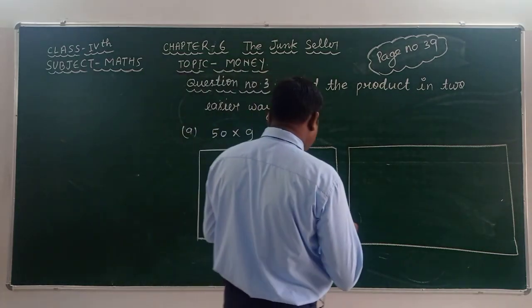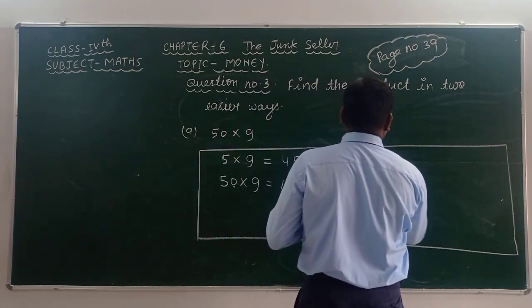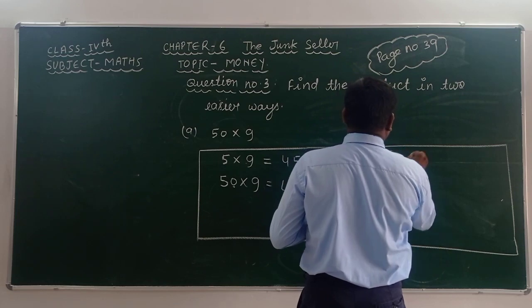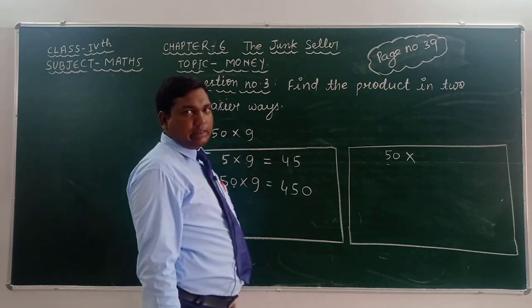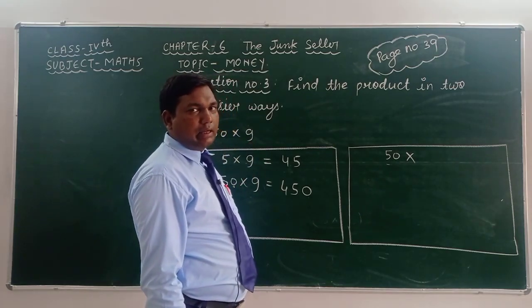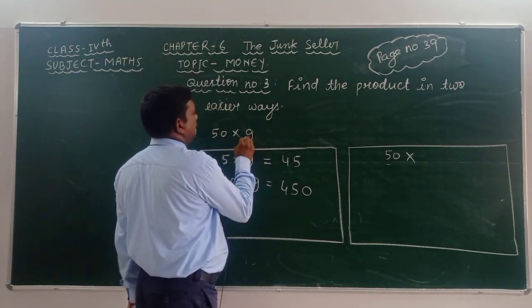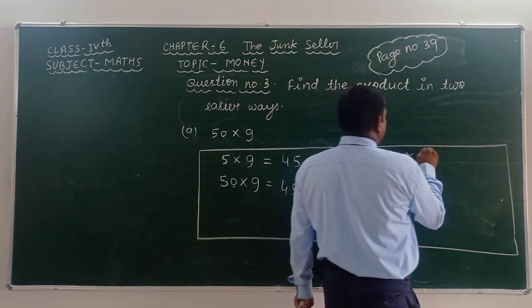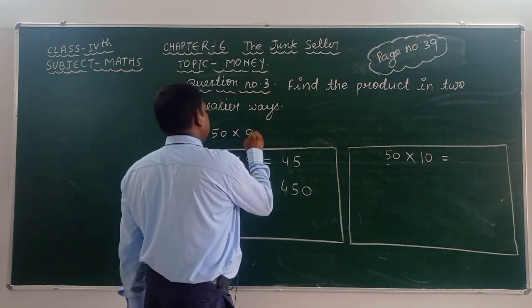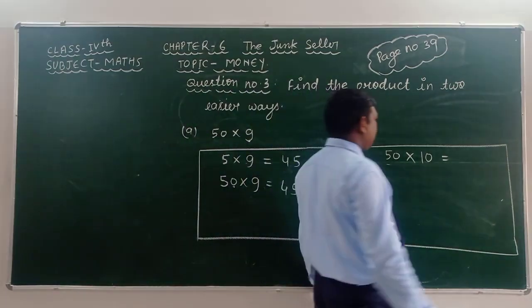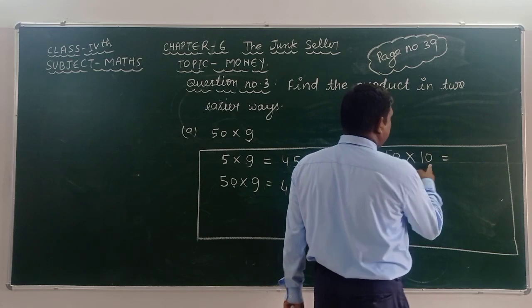And the second way is, okay students, look at here carefully. Here given that 50 into 9. We know that this 9 is nearest to 10. Therefore we can take the multiplication by 10 in this 50. Okay students, because 9 is nearest to 10, therefore we can take the multiplication of 50 by 10.